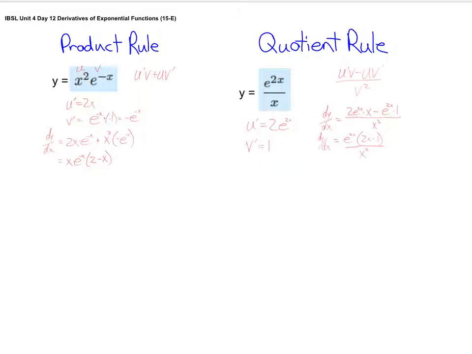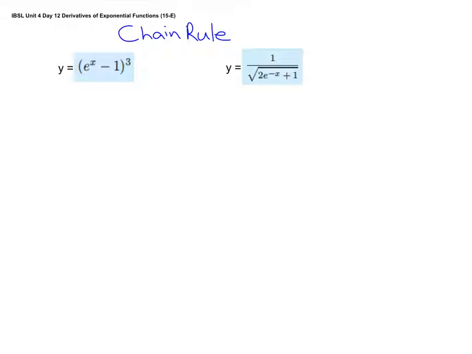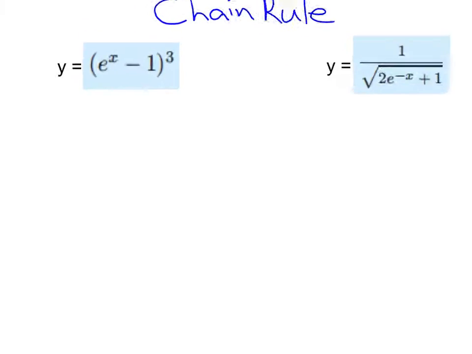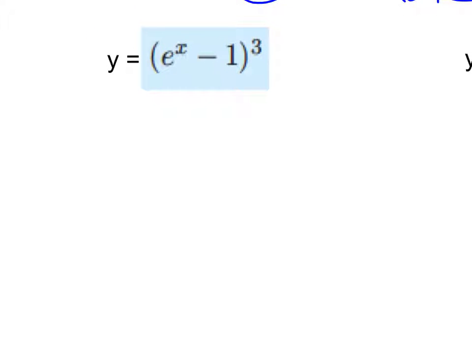Okay. All right. Here's a couple others with the chain rule. We've done the chain rule. This is a little bit of another step of complexity here. We've done the chain rule where we have the function inside the exponential. Now we've got the exponential as part of the inner function. Okay? So let's take a closer look at these. The inner function in this case is the e to the x minus 1.